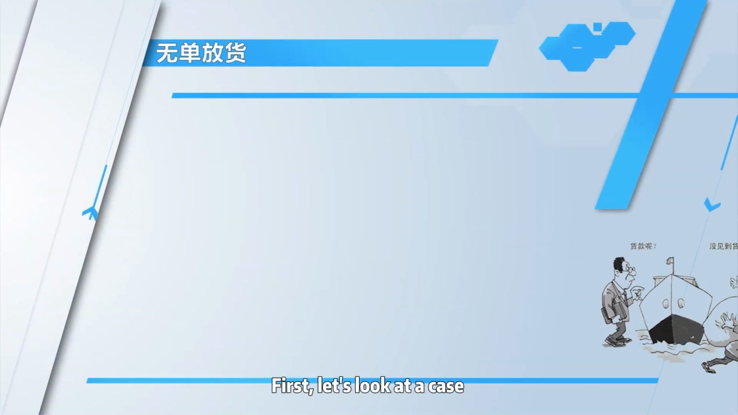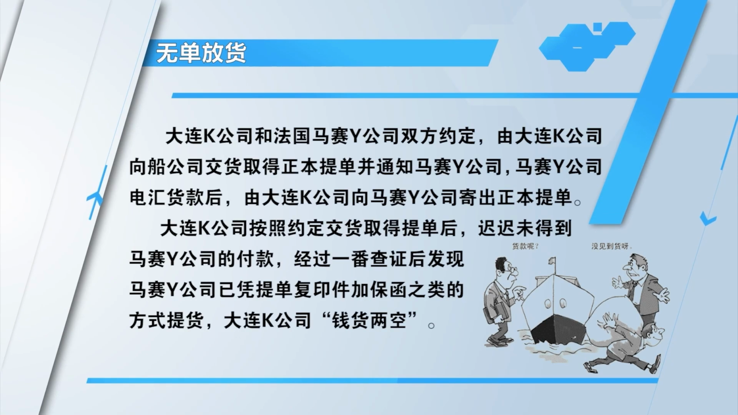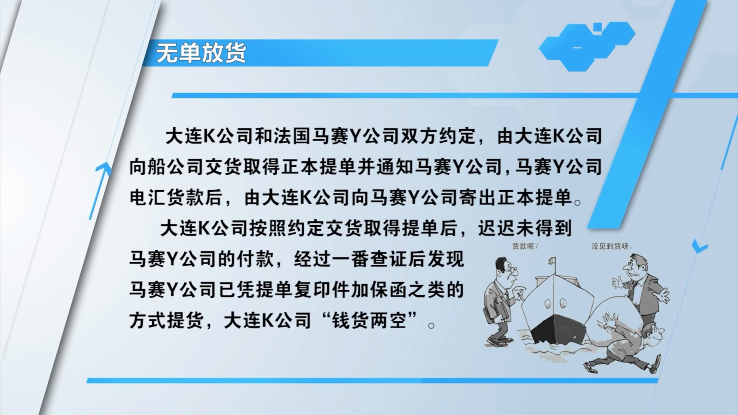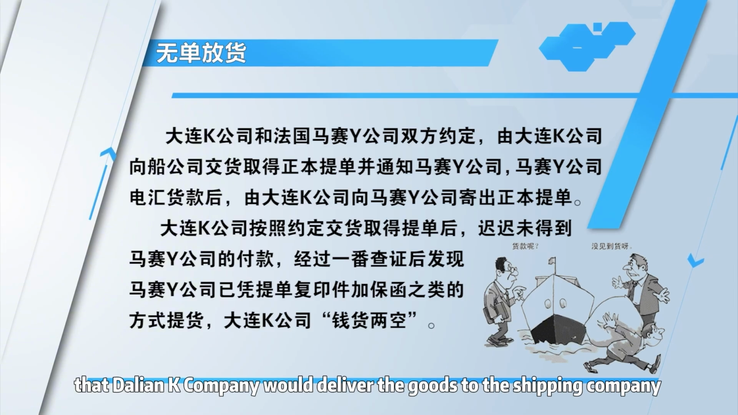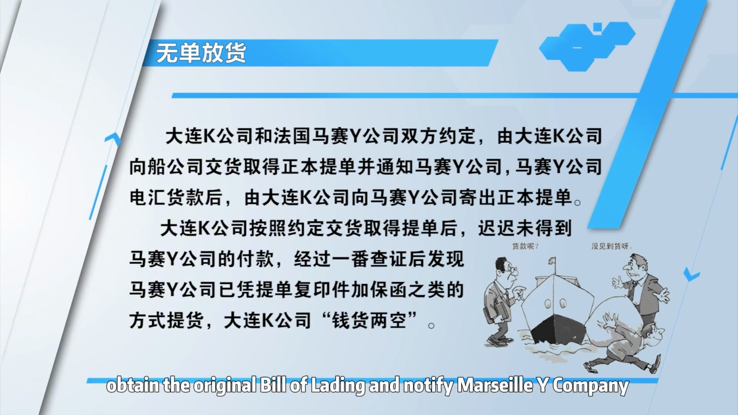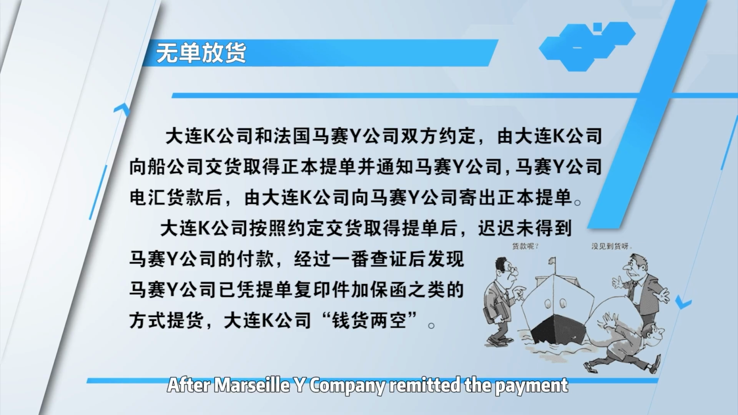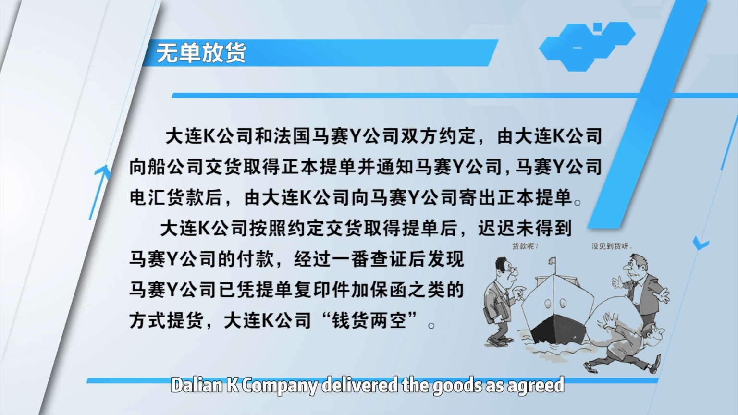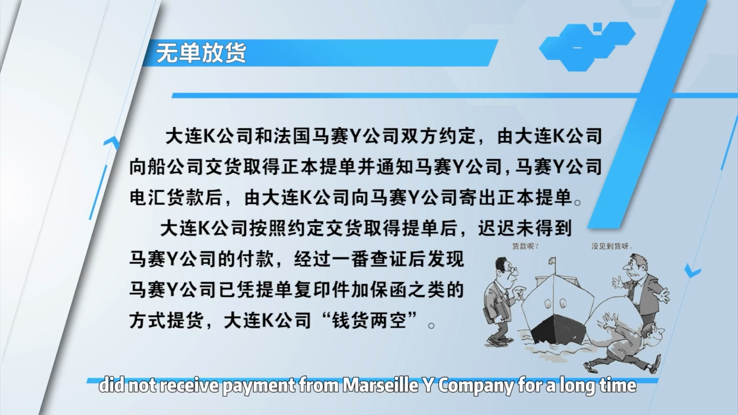First, let's look at a case. Dalian K Company and Marseille Y Company of France agreed between themselves that Dalian K Company would deliver the goods to the shipping company, obtain the original bill of lading, and notify Marseille Y Company. After Marseille Y Company remitted the payment, Dalian K Company would send the original BL to Marseille Y Company. Dalian K Company delivered the goods as agreed, but after obtaining the BL, did not receive payment from Marseille Y Company for a long time.